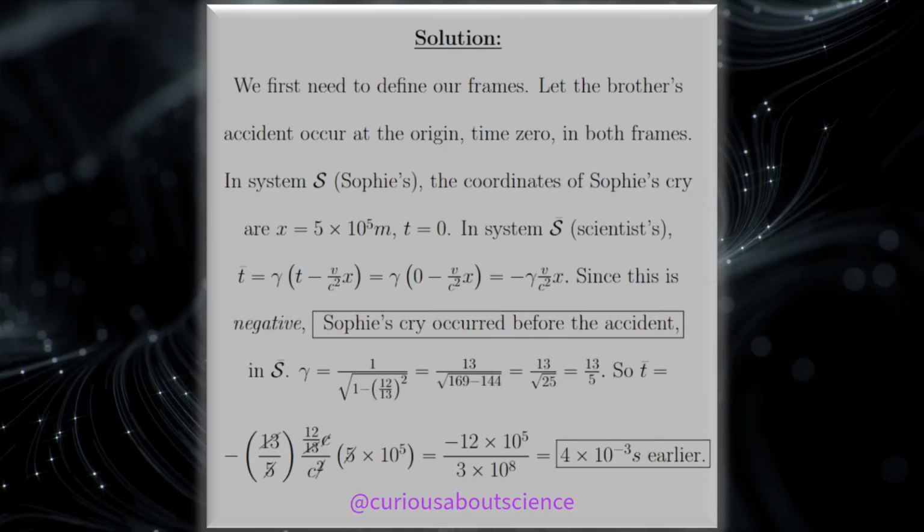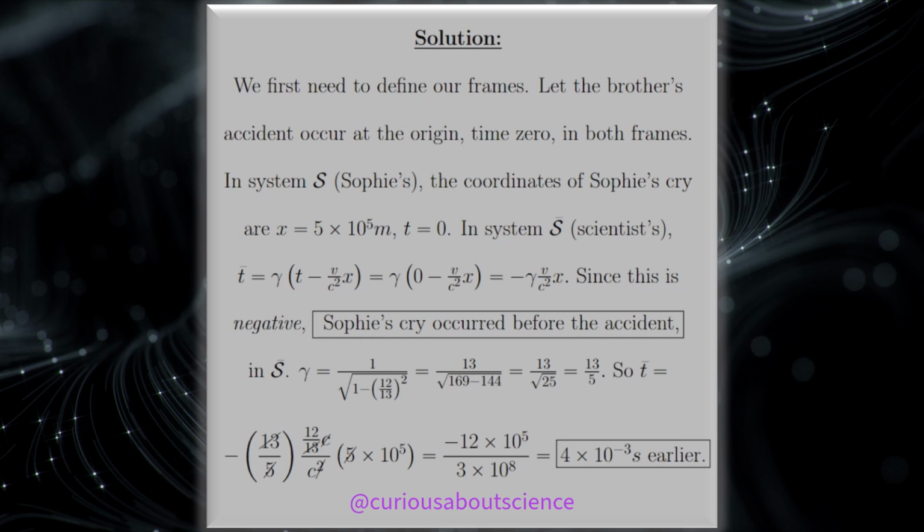is that we first need to define our frames. It makes absolutely no sense to jump into these things without having a proper frame defined. So with that, let the brother's accident occur at the origin, or time equals 0, in both frames. Okay. So in system S, we see that the coordinates of Sophia's cry are at x equals 5 times 10 to the 5 meters, since we're 500 kilometers away, and that was at time equals 0.